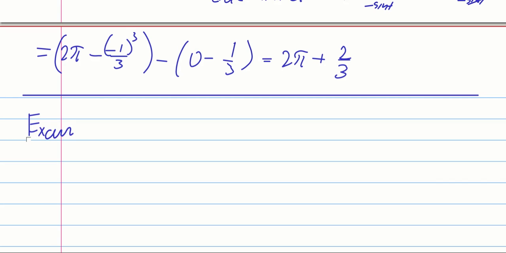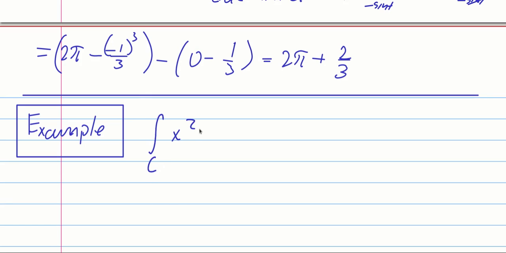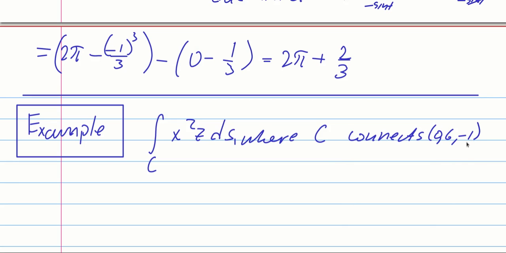Let's look at the next example. In the next example, we calculate the line integral of x squared z ds, where C connects the point 0, 6, and negative 1, and the point 4, 1, and 5.